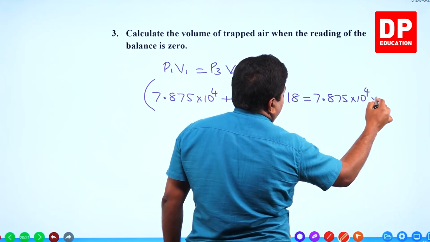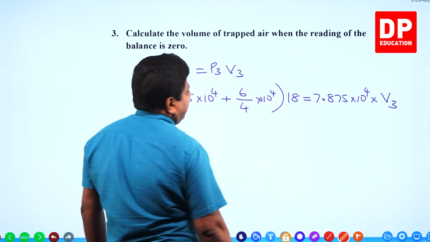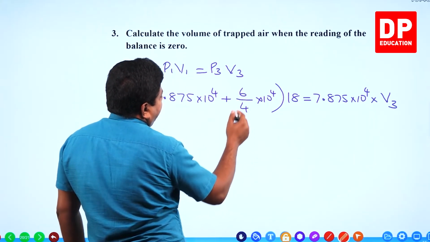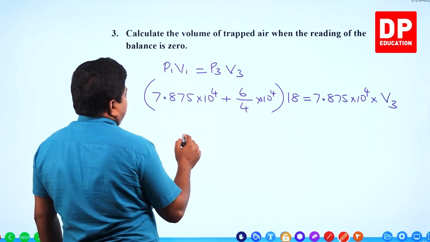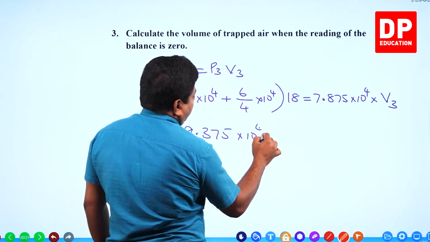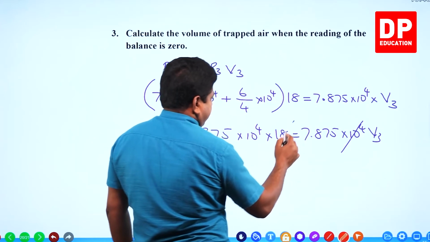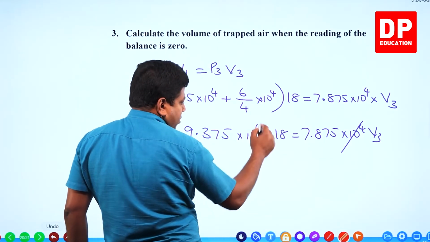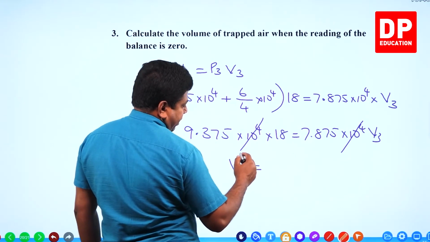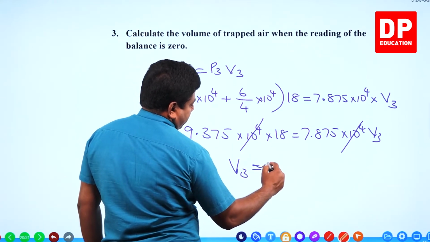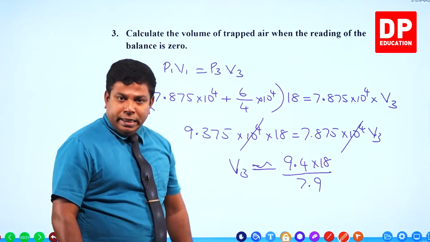equals P3 7.875 into 10 to the power 4, only the atmospheric pressure is there, into volume is what they are asking, right? Let's solve it carefully. This is going to be 1.5, isn't it? 6 by 4 is 1.5. So 7.875 plus 1.5 means that is 9.375 into 10 to the power 4 into 18 equals 7.875 into 10 to the power 4 V3. 10 to the power 4 can be cancelled both sides. V3 will be, we have to multiply this by 18. Right? I can approximate it to 9.4 into 18 over 7.9, isn't it? Quite a close approximation it will be.